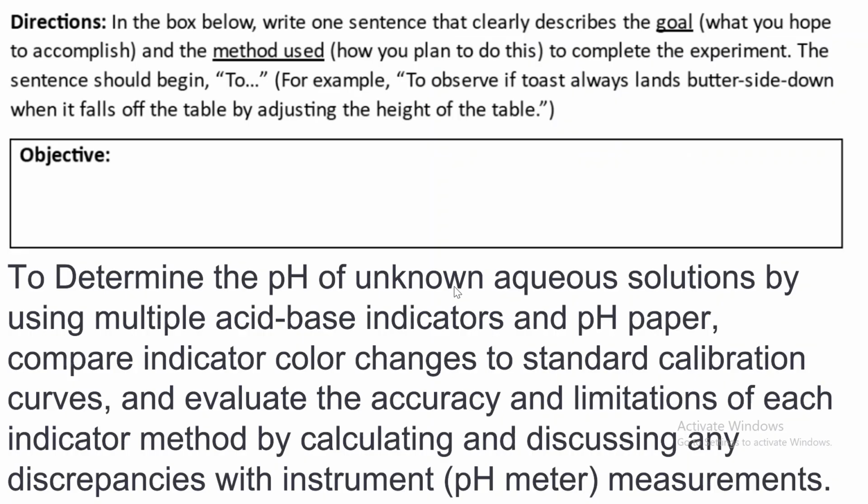So, the objective for today's experiment is to determine the pH of unknown aqueous solutions by using multiple acid base indicators and pH paper, compare indicator color changes to standard calibration curves, and evaluate the accuracy and limitations of each indicator method by calculating and discussing any discrepancies with instruments' pH meter measurements.